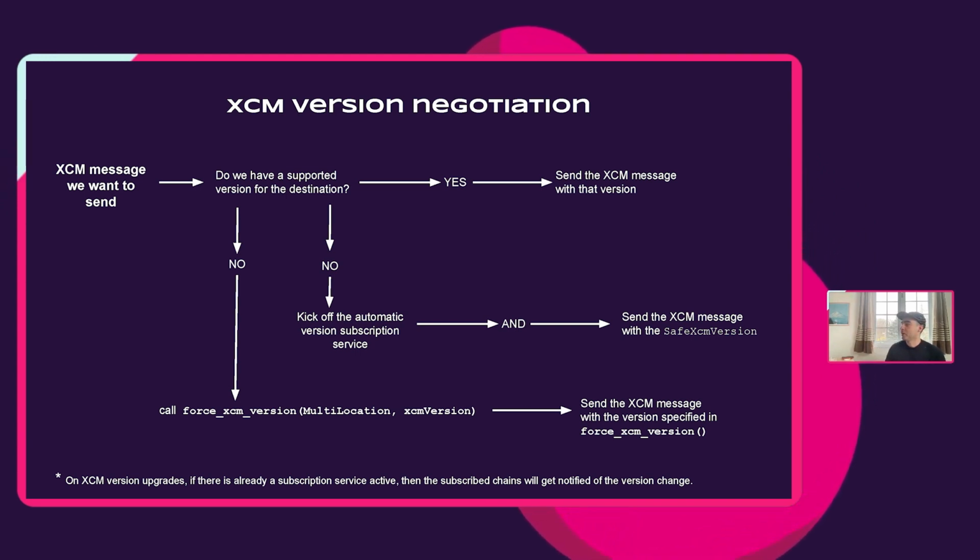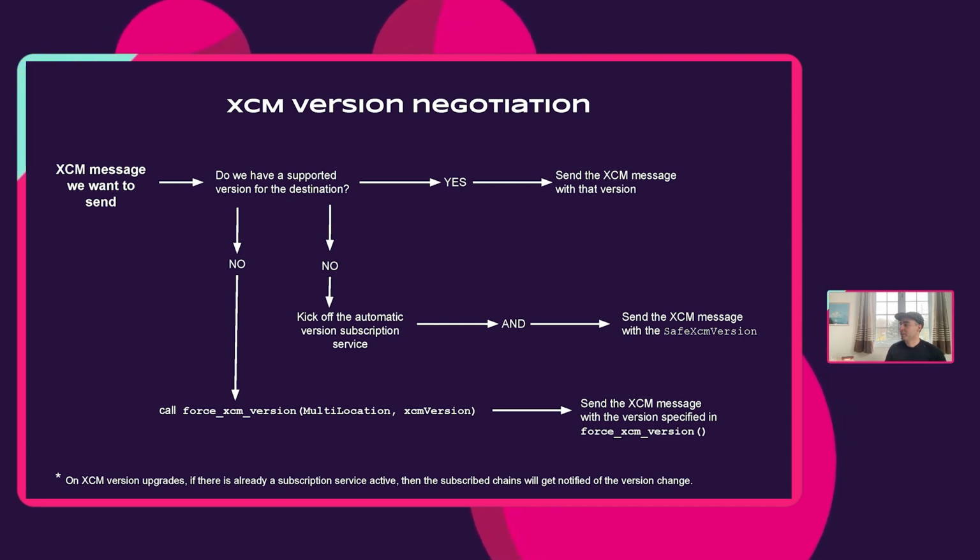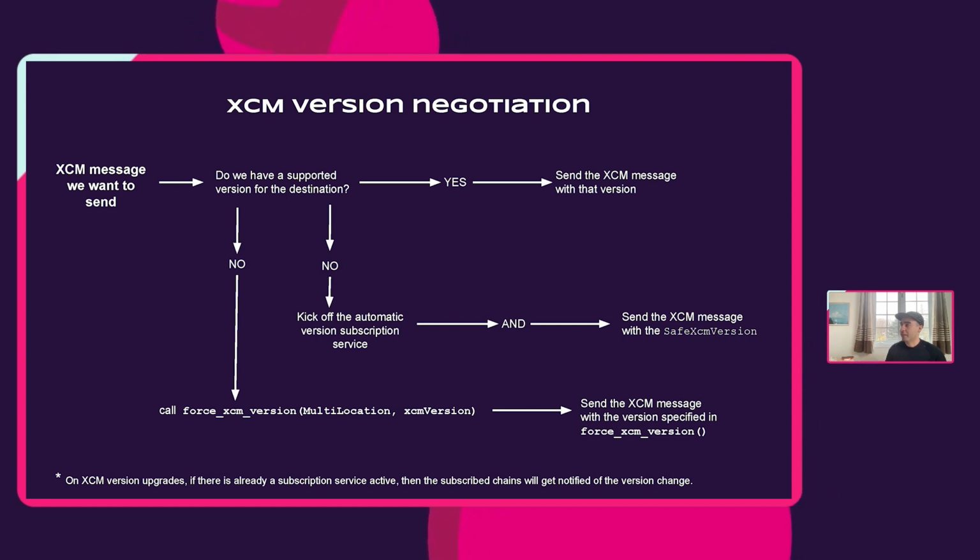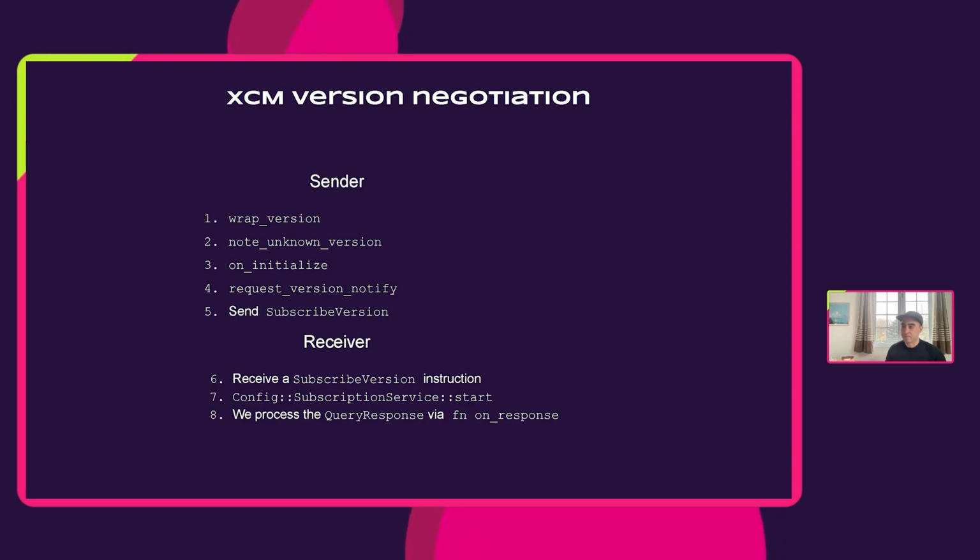Another thing to know about this automatic version discovery process is that when we do XCM version upgrades, because this is a subscription, and any subscriptions that we have live with other chains, if other chains upgrade their version of XCM, we will be notified of those upgrades, and it'll be updated in our registry. Okay, so that's really useful.